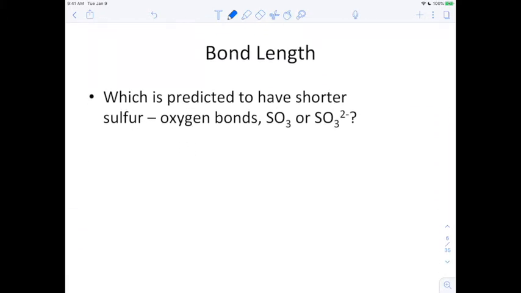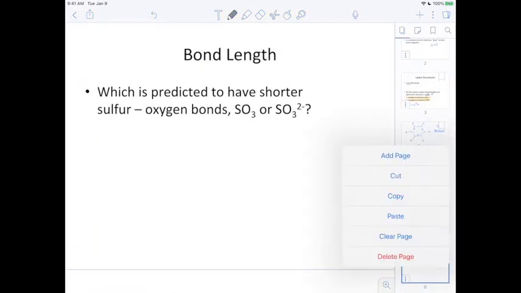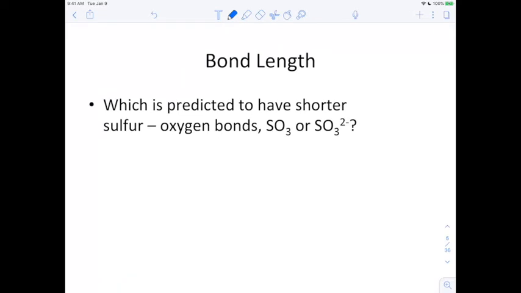All right, so next up it says which is predicted to have the shorter sulfur to oxygen bond. We have SO3 and SO3 2-. Here we're going to use some of our Lewis structure skills. I'm hoping that you got a chance to watch that video. So let's start off with our SO3.